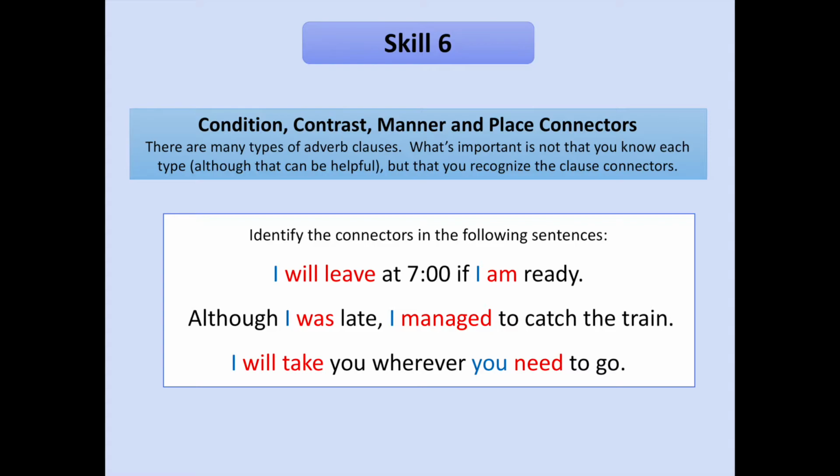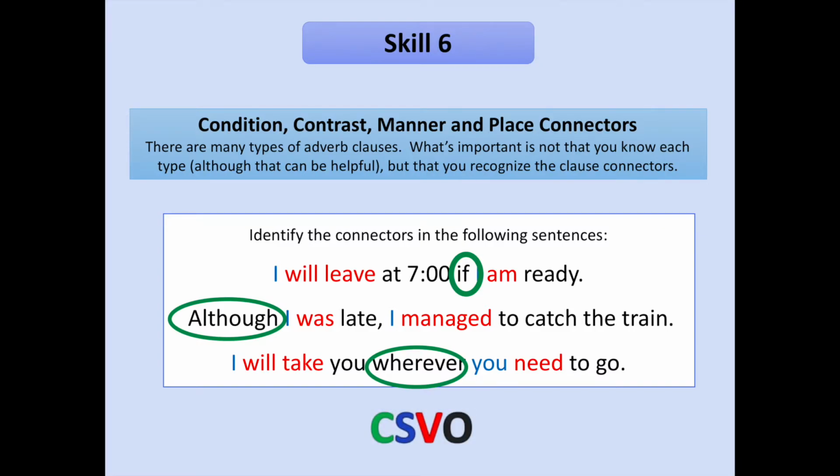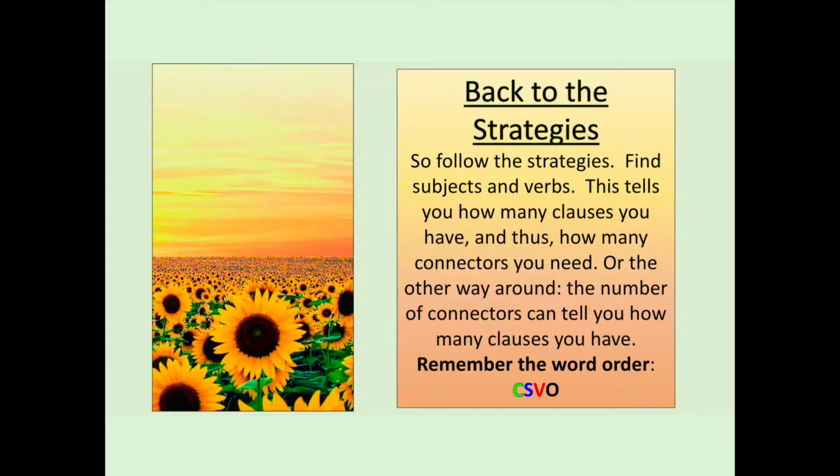Look at these sentences below and try to identify the connectors. The connectors are if, although, and wherever. Remember our word order: connector, subject, verb. The connector will come before one of the subjects and the verbs in the sentence.